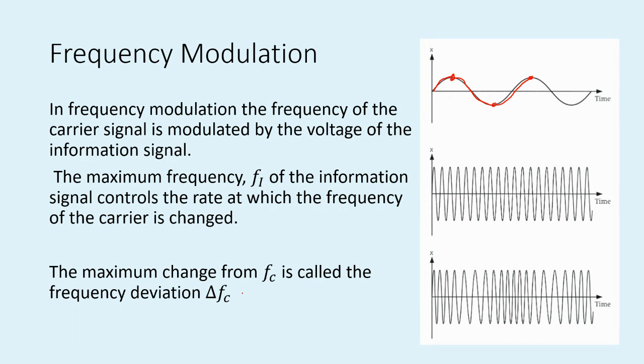We talk about the maximum change from the carrier frequency, and this is called the frequency deviation. So this is the highest point here. Remember this voltage is being multiplied by a constant, but the frequency deviation is the amplitude of the information signal, so that maximum voltage multiplied by a constant. We'll come on to that in a second. So that's the definition. It's really important because we'll keep using that idea.